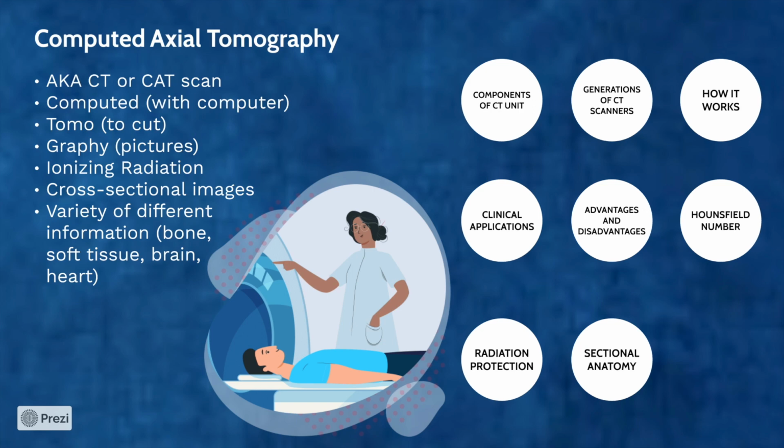Computed Axial Tomography, aka CT or CAT scan, can be broken down into computed with computer, tomo to cut, graphy, pictures. This modality uses ionizing radiation that creates cross-sectional images. These images can provide a variety of different information from bone, soft tissue, brain, and heart. CT is mainly used especially during emergencies such as traumas because it provides quick, detailed information that can allow doctors to determine what to do next with the patients.